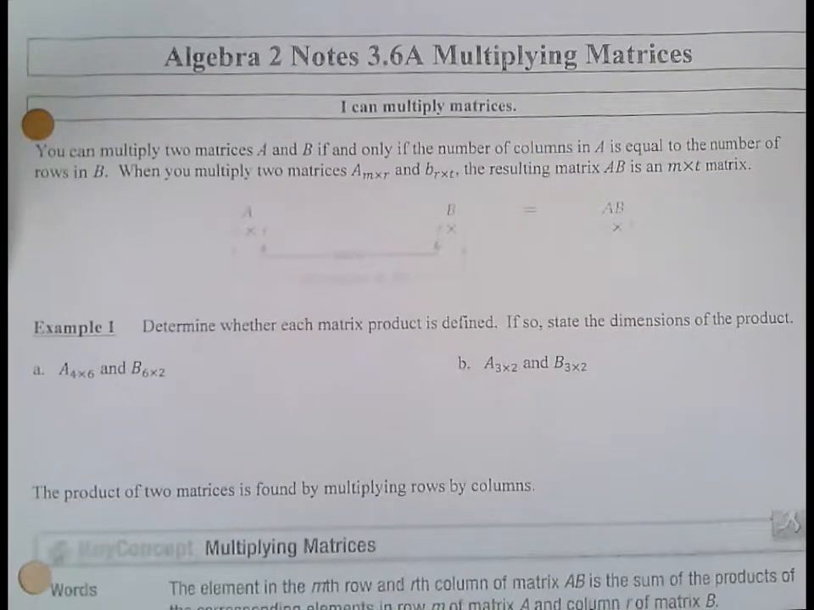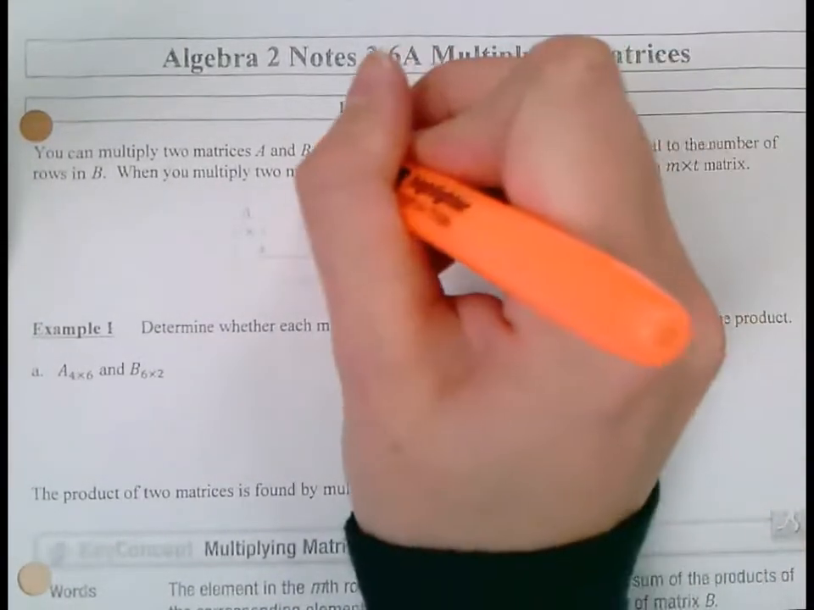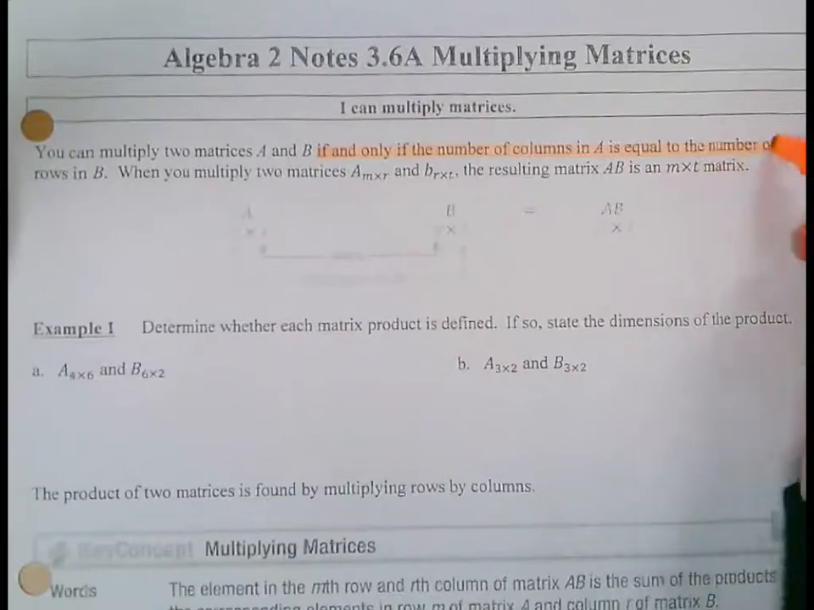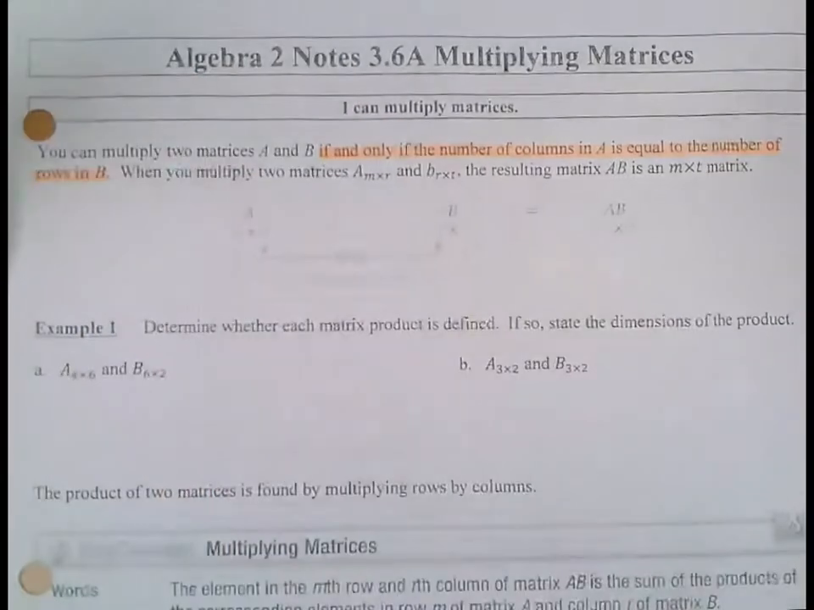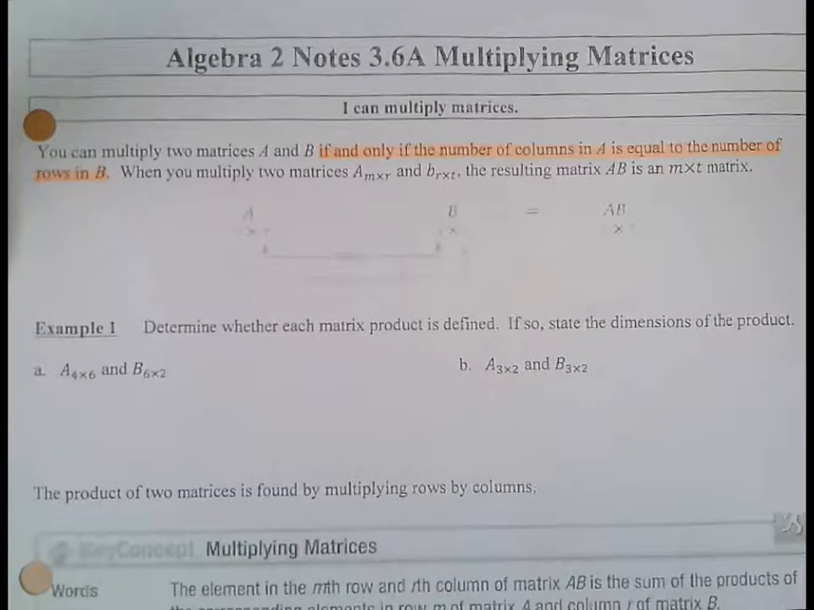It is possible that you will be given two matrices and you're not actually able to multiply them. So we'll first go through how you determine if you can multiply matrices. It says at the top you can multiply two matrices A and B if and only if the number of columns in A is equal to the number of rows in B. So you can only multiply A and B if the number of columns in the first matrix A equals the number of rows in the second matrix B.